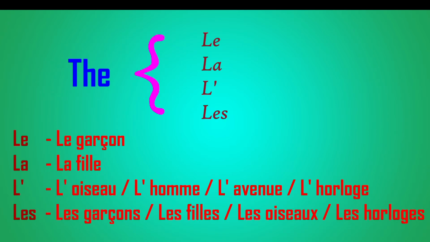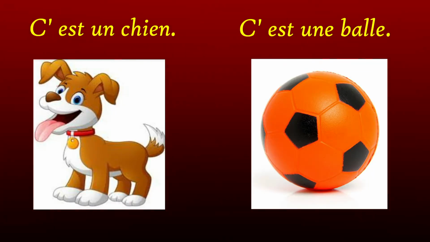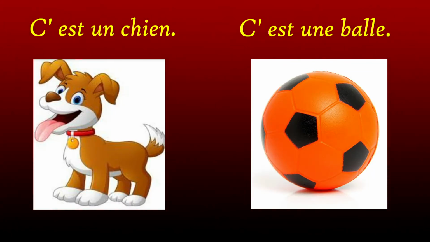Definite article the. On the screen, there are two pictures and two sentences. C'est un chien. This is a dog. C'est une balle. This is a ball. Repeat. C'est un chien. C'est une balle. This is a dog. This is a ball.